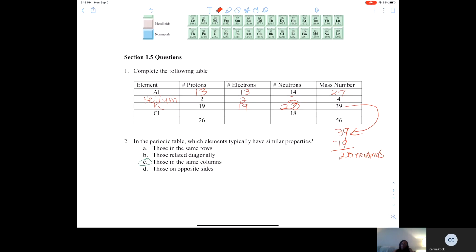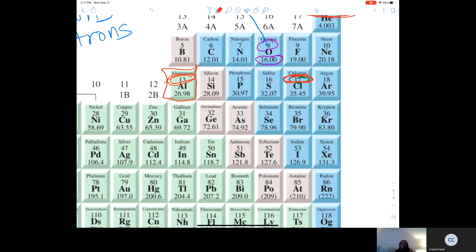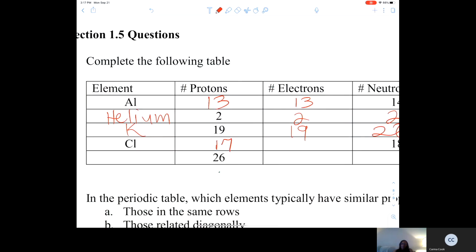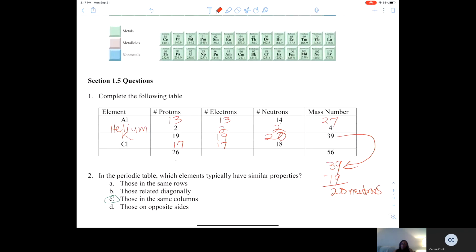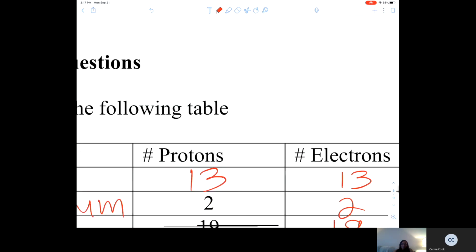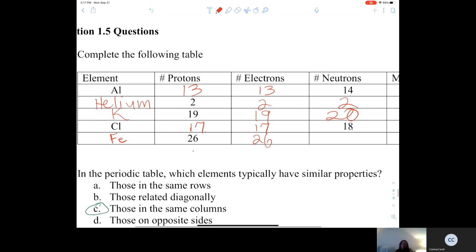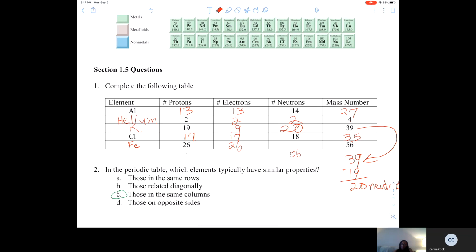And next we have the element chlorine with 18 neutrons. You look on the periodic table for chlorine, it's atomic number 17. So therefore there are 17 protons and 17 electrons. And we're also given that there are 18 neutrons. If we add the protons plus the neutrons, 17 plus 18, we get 35. And then last on the table, we have 26 protons. Atomic number 26 is iron, symbol Fe. If we have 26 protons, then we have 26 electrons. If the mass number is 56, 56 minus the number of protons, 26, gives you 30 neutrons.